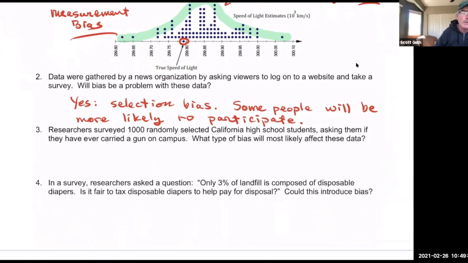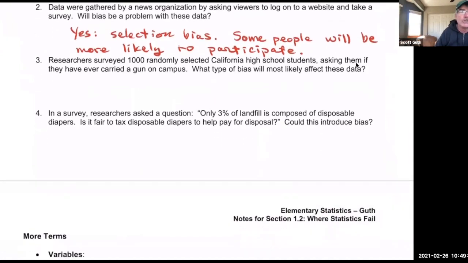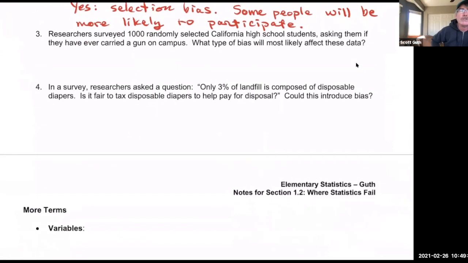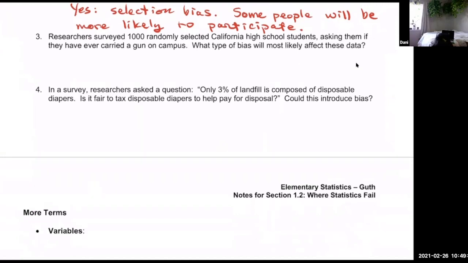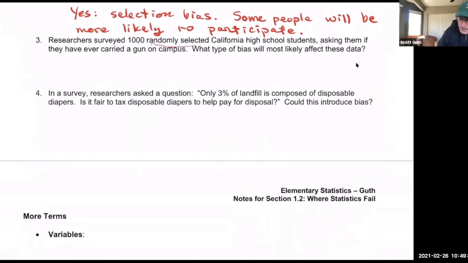Okay. Let's go on to question 3. I love this one. So this goes back to the kids carrying guns on campus. Researchers surveyed 1,000 randomly selected high school students, and by the way, random selection just means everybody has the same chance of being selected. That's the definition of random. Randomly selected California high school students, asking them if they've ever carried a gun on campus, what type of bias will most likely affect these data?